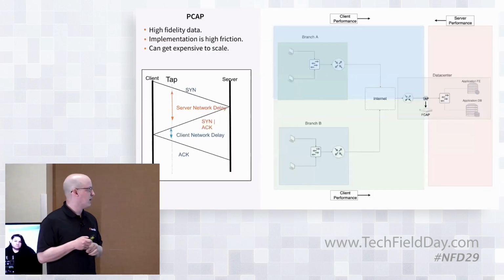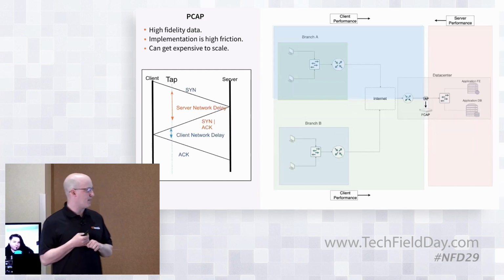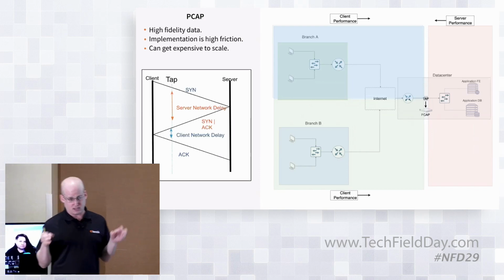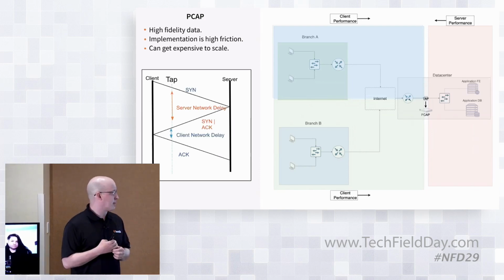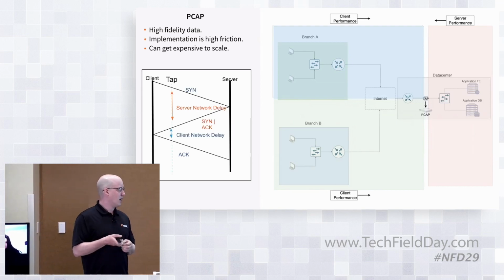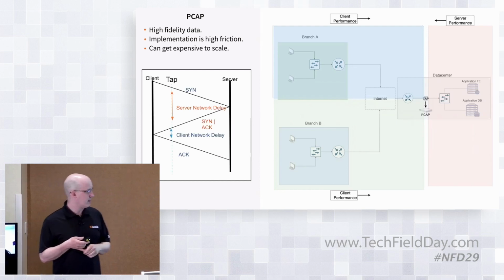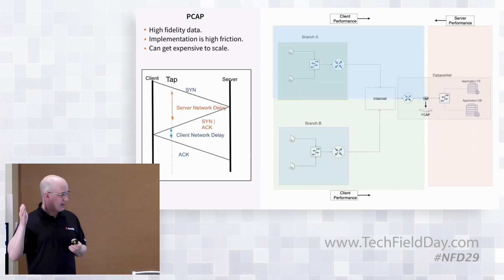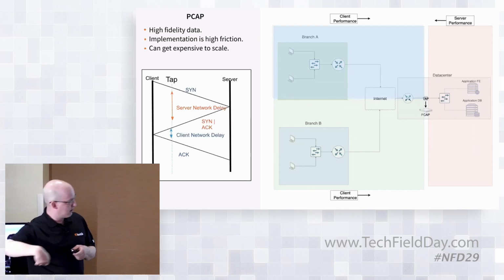So I can use packet capture, where basically I'm tapping a line and looking at all the packets going through that line, and it's going to give me incredibly high fidelity data because I'm actually looking at the packets. To get things like network delay, here's what it's really doing to calculate this. Say from branch A, that top laptop sends a SYN packet to connect to the server. As the SYN packet crosses the tap, we start a timer.